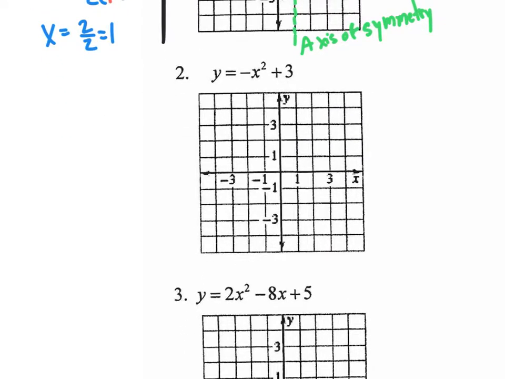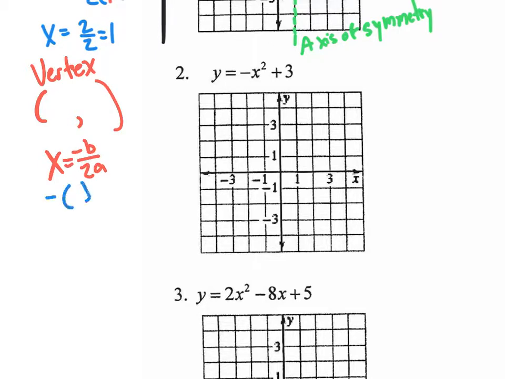Number 2, this one also has an a value of negative 1. Remember, the a value tells you how wide your parabola is or how narrow it is. And all the parabolas with the a value of 1 have the pattern 1, 1, 2, 4, 3, 9 from the vertex. So number 2, let's start with the vertex, which is a coordinate. And again, we're going to use the formula x equals negative b over 2 times a. And again, we're going to use parentheses instead of the letters.